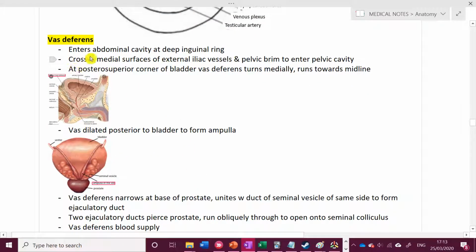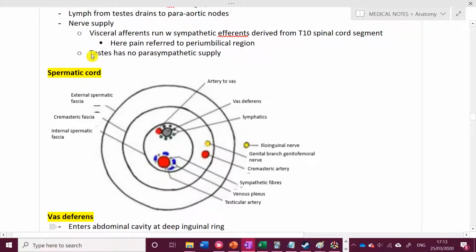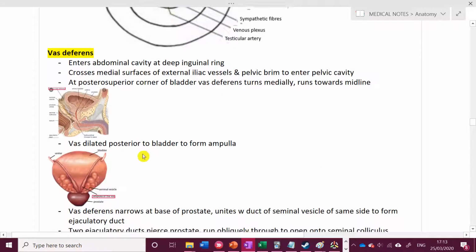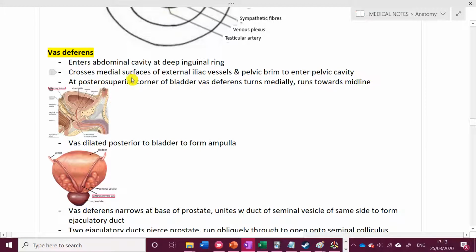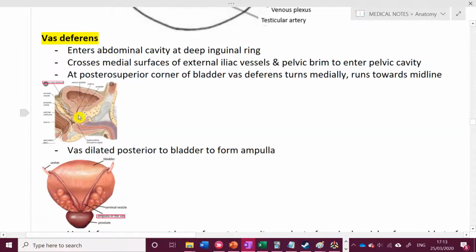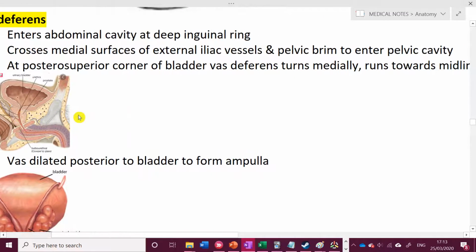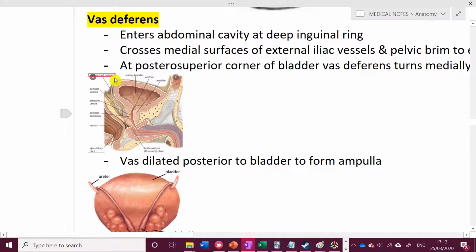The vas deferens is something that is in the spermatic cord as well, so we can see the vas deferens here, and it enters the abdominal cavity at the deep inguinal ring, which is where it enters the inguinal canal, and crosses the medial surface of the external iliac vessels and pelvic brim to enter the pelvic cavity. At the posterior superior corner of the bladder, the vas deferens turns medially and runs towards the midline.